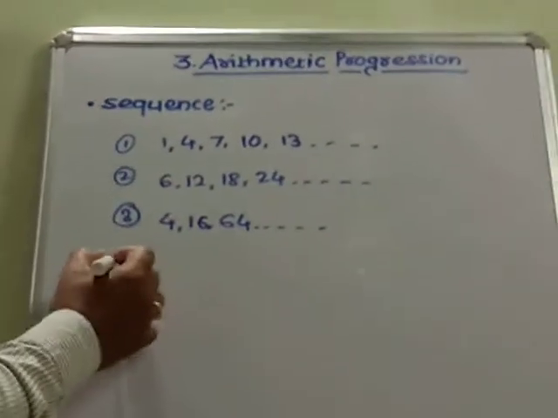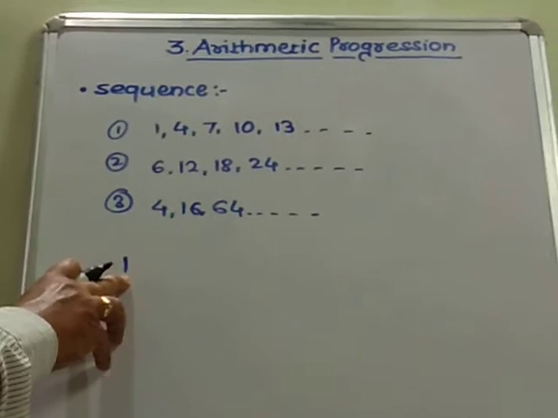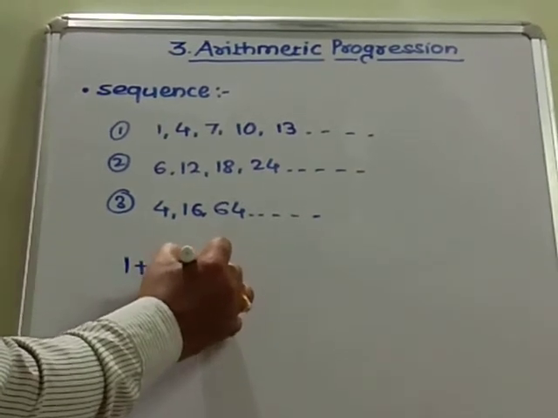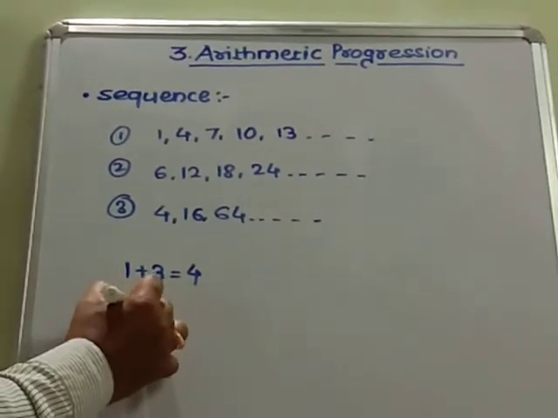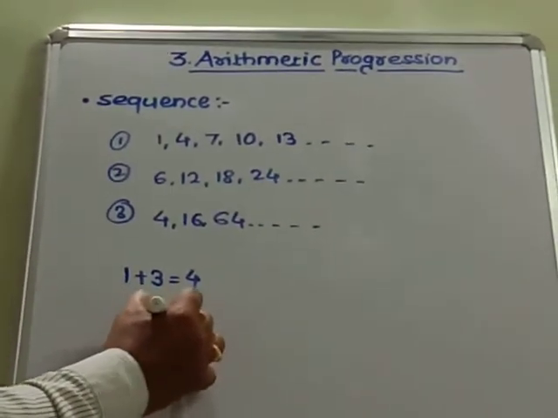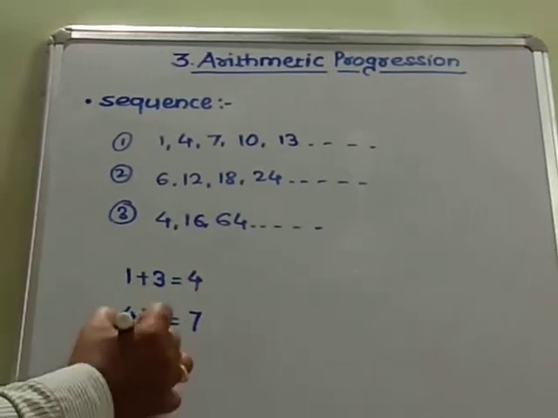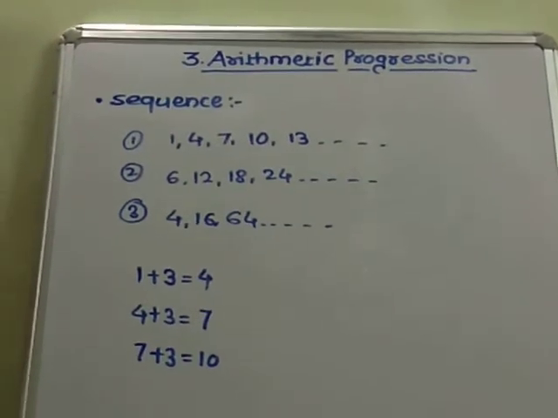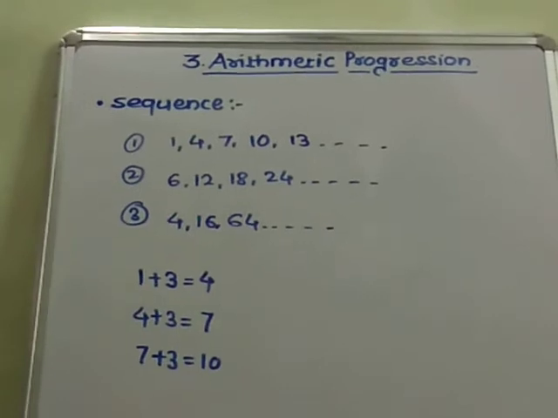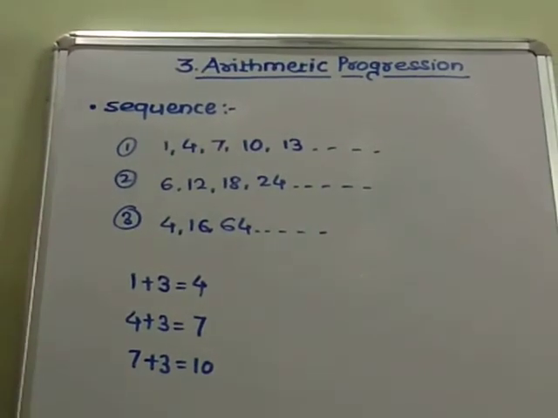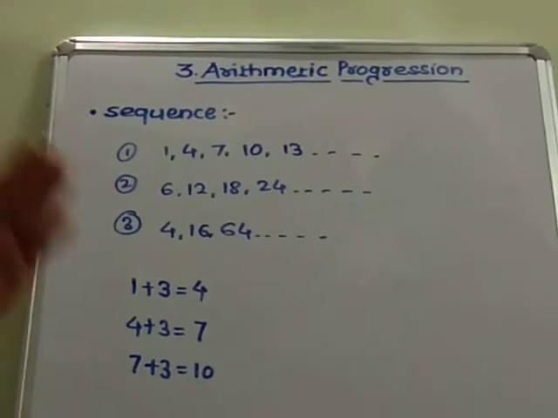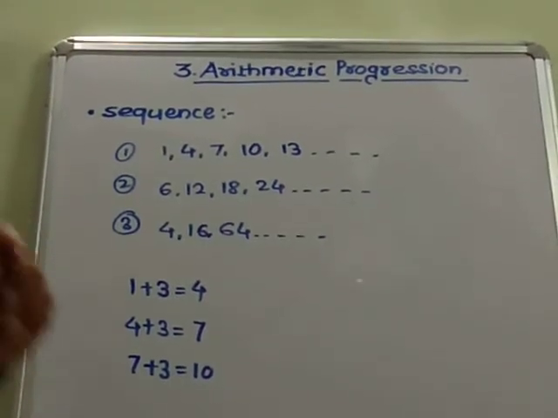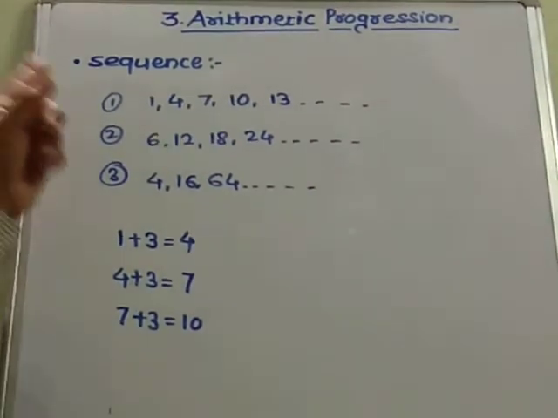That means in the sequence the first term is 1. We add a fixed number, that is 3, and we get 4. To the previous number we again add the fixed number 3 and we get 7. To 7 we also add 3, and we get 10. That means from the sequence we get the information that we get the next term by adding a fixed number to the previous term. This type of sequence is called an arithmetic progression.